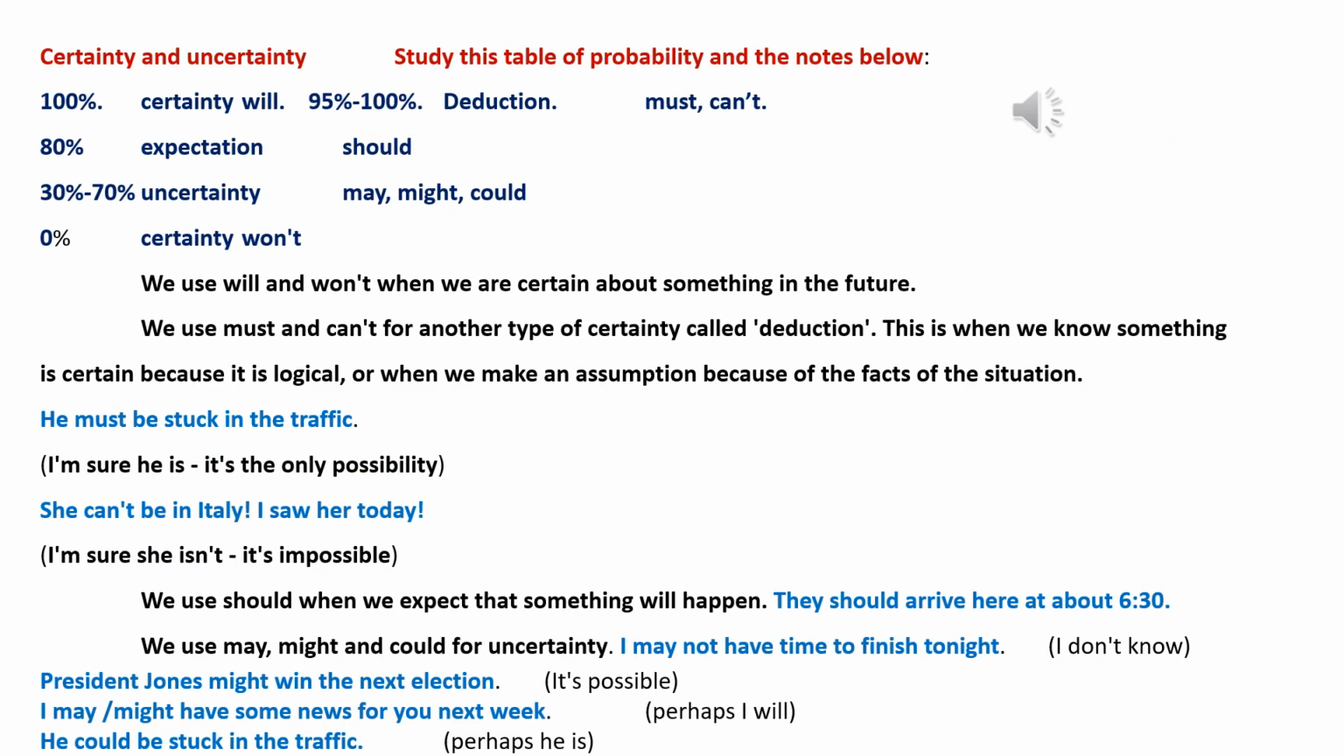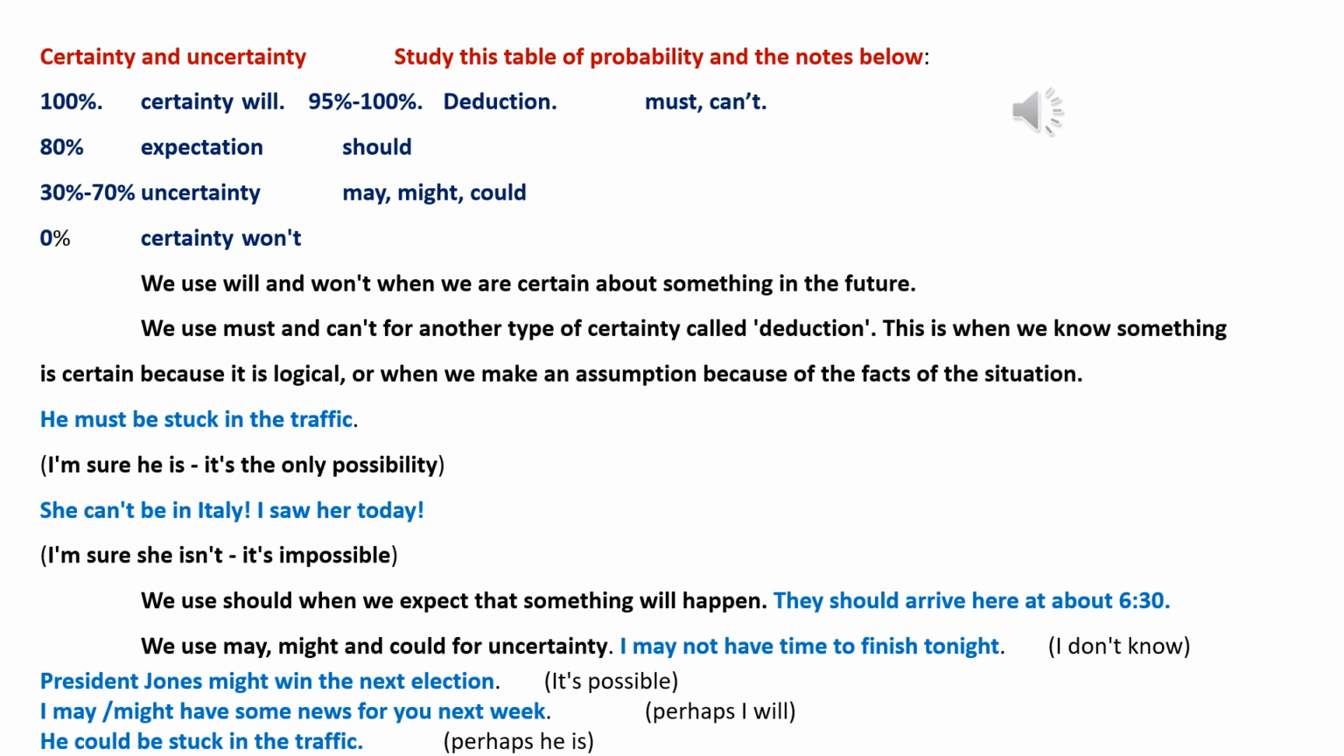Certainty and uncertainty. Study this table of probability and the notes below. 100% certainty: will. 95% to 100% deduction: must, can't. 80% expectation: should. 30% to 70% uncertainty: may, might, could. 0% certainty: won't. We use will and won't when we are certain about something in the future.